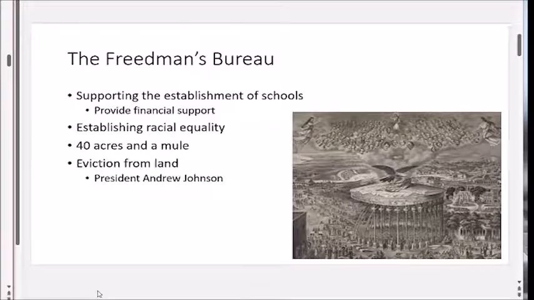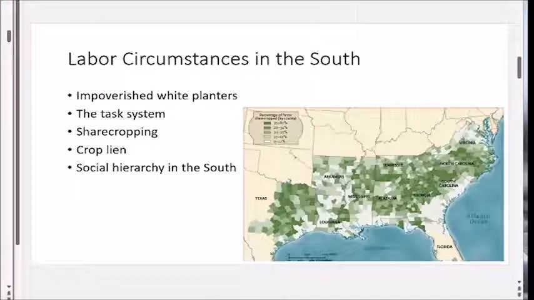Now let's take a look at the labor system of the South during Reconstruction. So before the Civil War, the economy of the South was an agricultural economy that was heavily based on slavery, right? Slavery created the whole social structure.